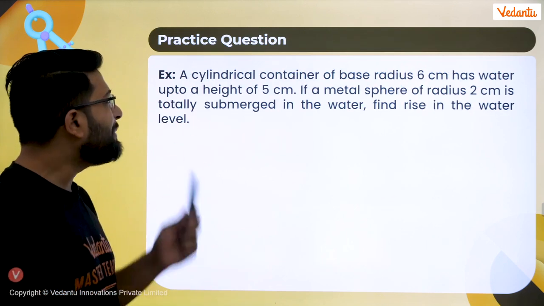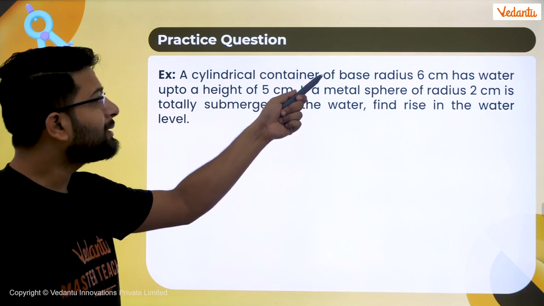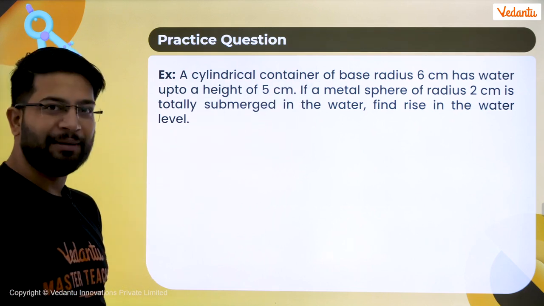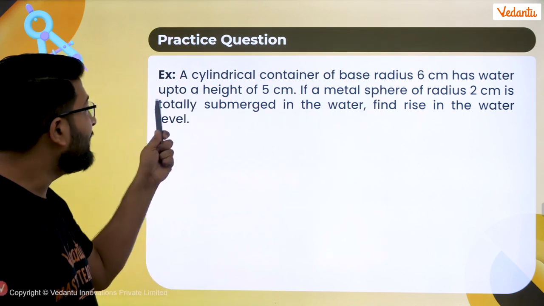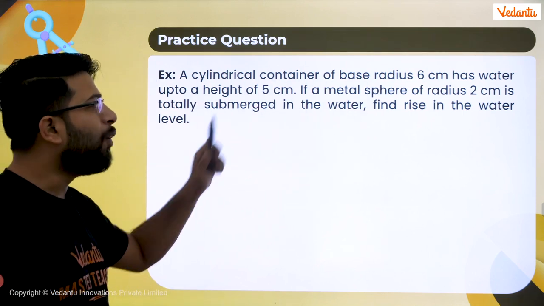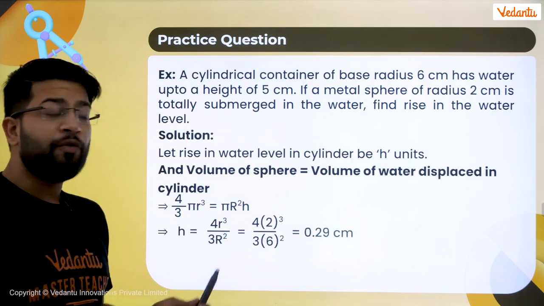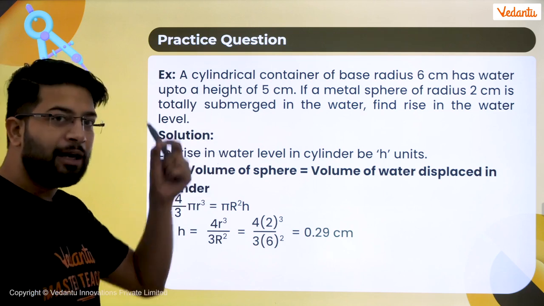Very good. Now, champ, look at this one. A cylindrical container of base radius 6 cm has water up to a height of 5 cm. If a metal sphere of radius 2 cm is totally submerged in the water, find the rise in the water level. So, champ, we are submerging the spherical metal, right?